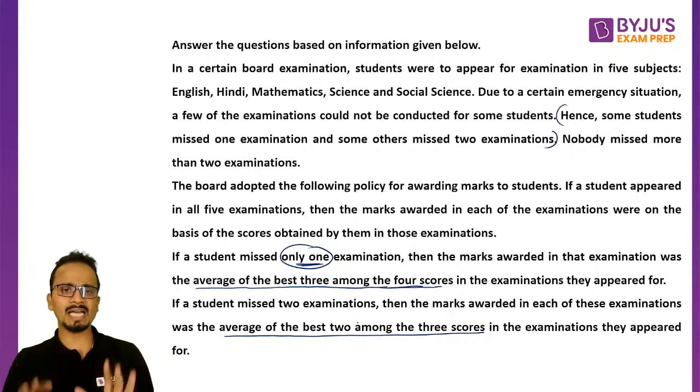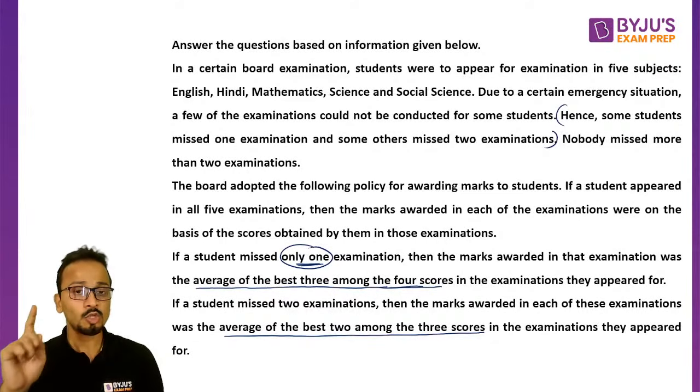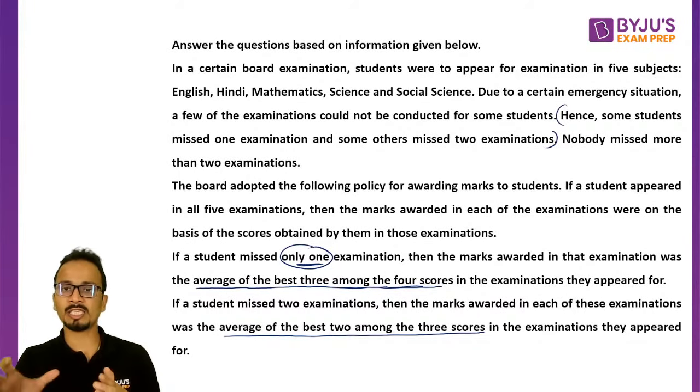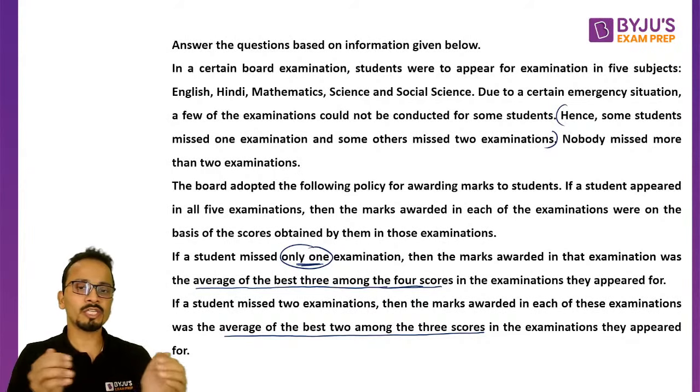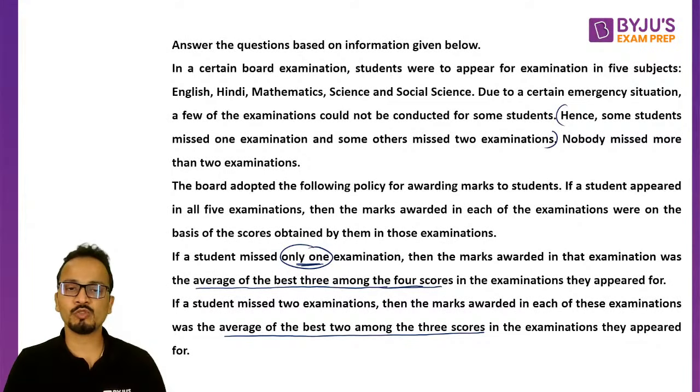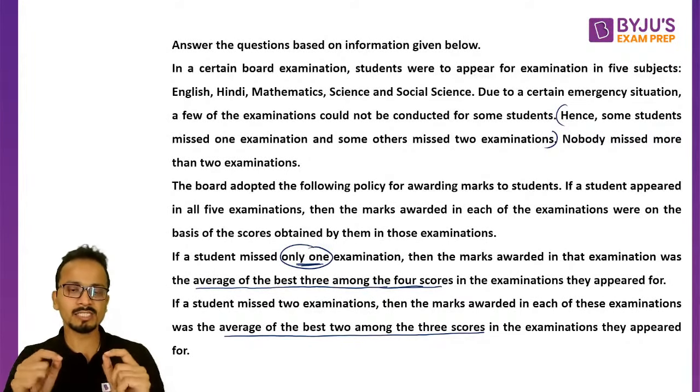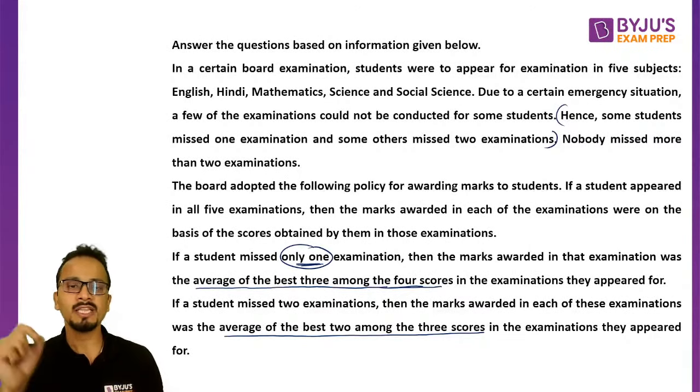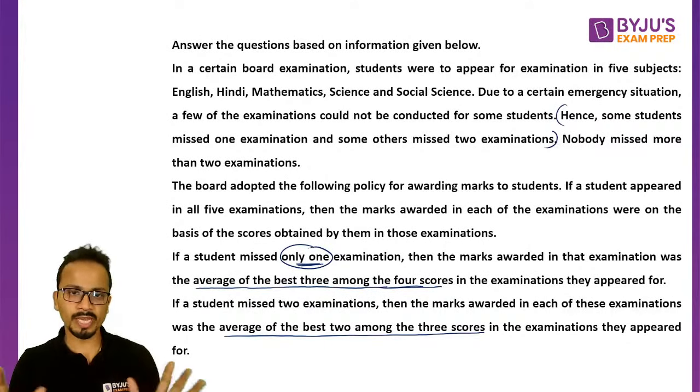So I'll repeat the last 2 situations. If I am missing one examination, then out of the 4 examinations that I have taken, they will be considering the top 3 scores and the average will be calculated, and this average will be the marks given in the examination that I have missed.